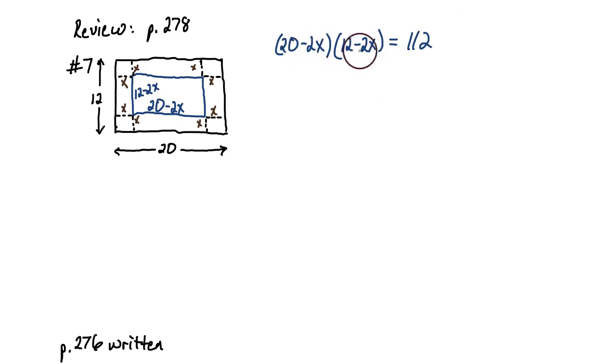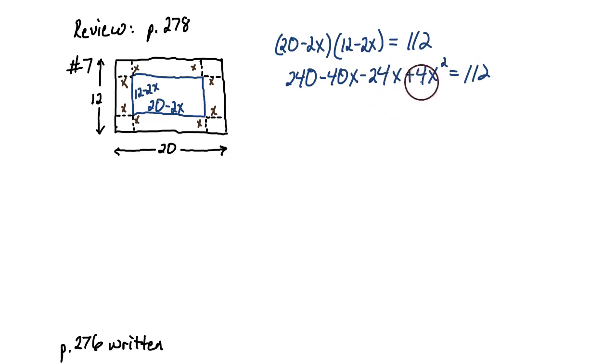If we do FOIL on this side, you'll notice that it turns out to be a quadratic equation. 20 times 12 is 240. 20 times negative 2x is negative 40x. Negative 2x times 12 is negative 24x. And negative 2x times negative 2x is positive 4x squared.